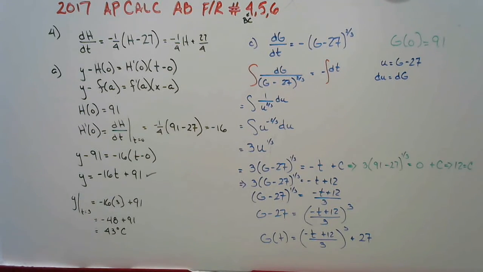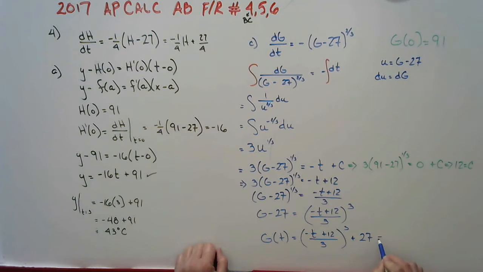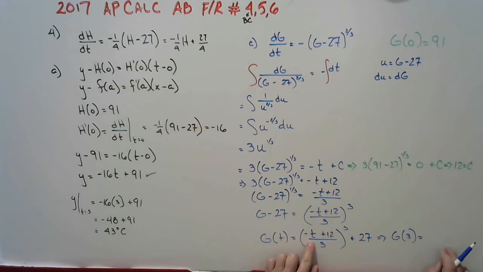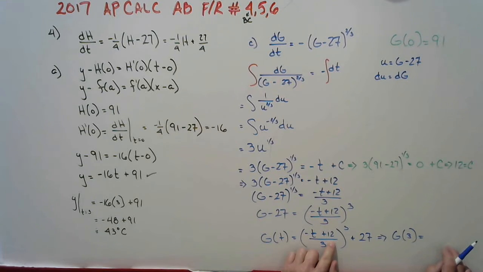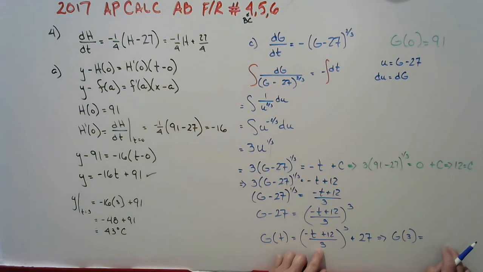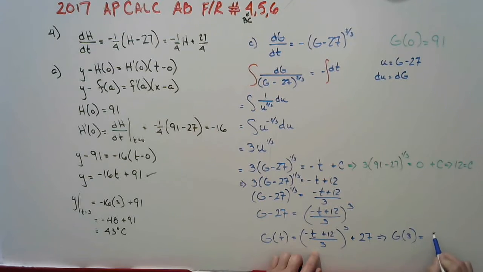And now the very last thing they asked us to do is use this to find the temperature at time t is 3. So we're going to plug in 3, right? So from here, we have to find g of 3. Now what do we get? Time is 3, so negative 3 plus 12 is 9. 9 divided by 3 is 3. 3 cubed is 27. 27 plus 27 is 54 degrees Celsius.